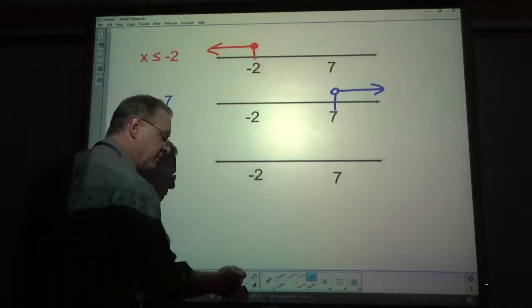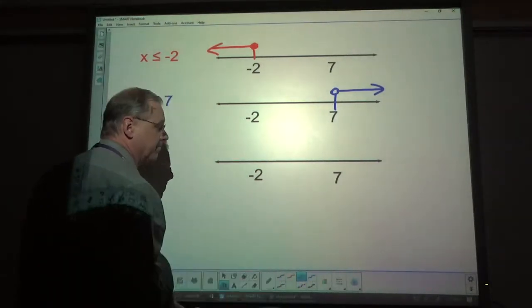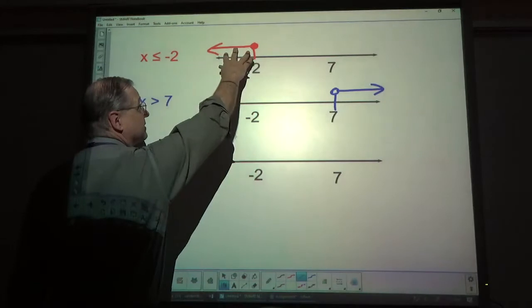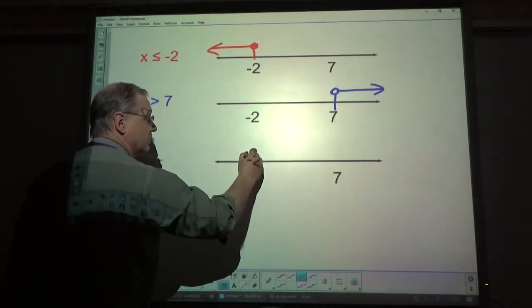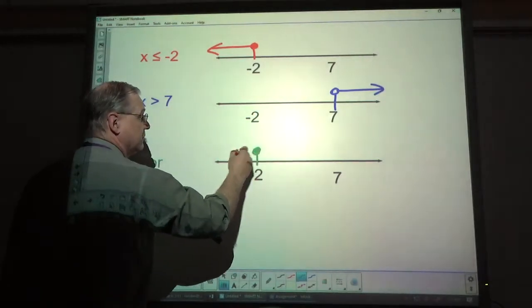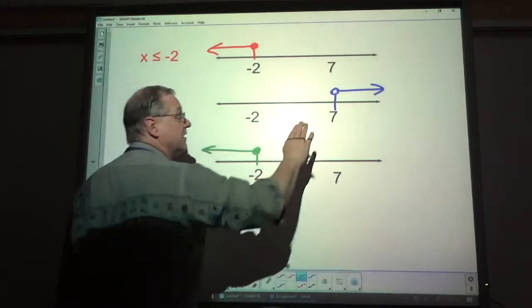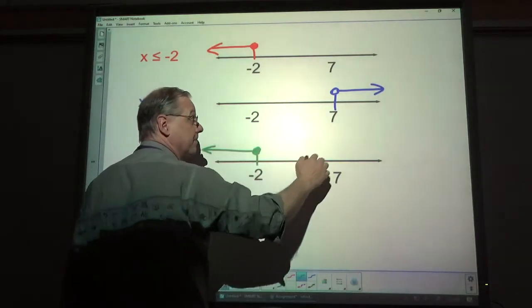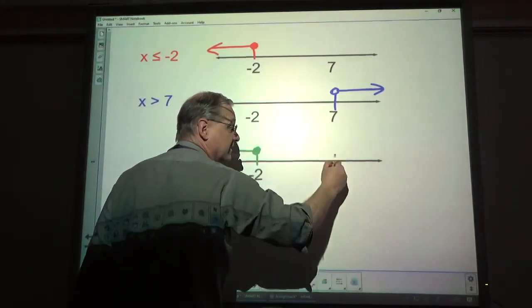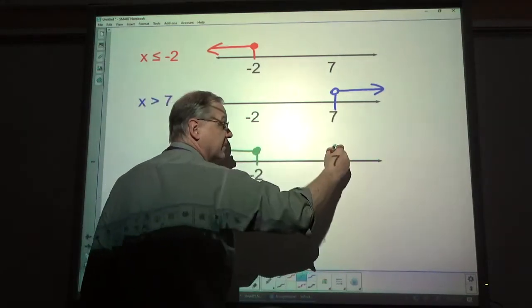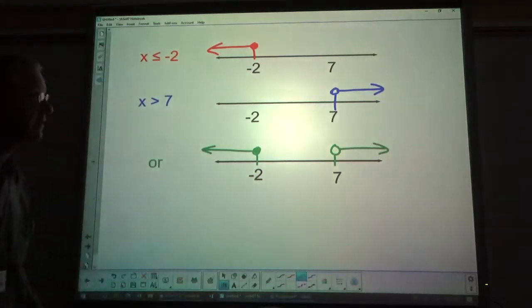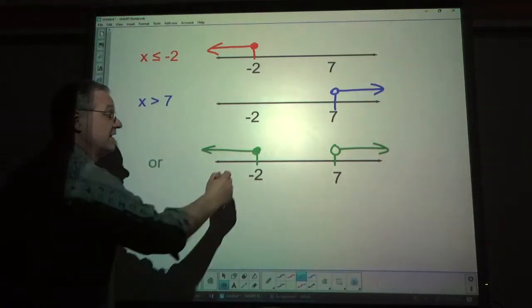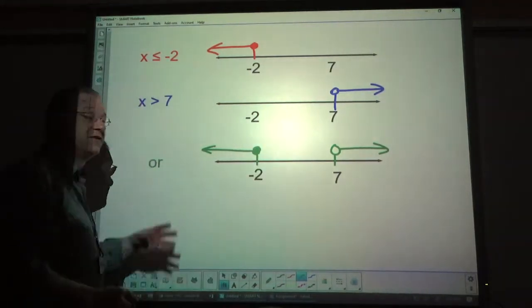The OR graph, it only has to be in one of them to be in the answer. It's less than -2, so we include anything -2 and to the left. It doesn't include either of these graphs between them. It doesn't include 7, that's why there's an open circle, but it does include everything to the right. So that would be your final answer of this graph.